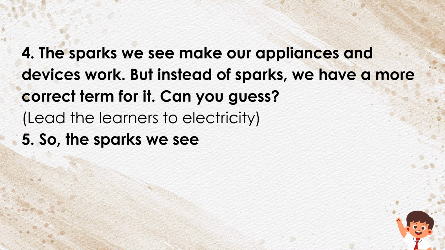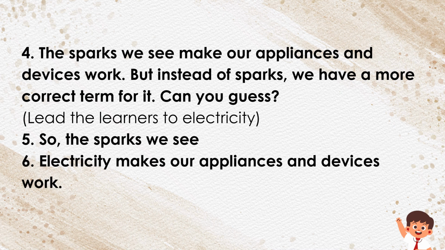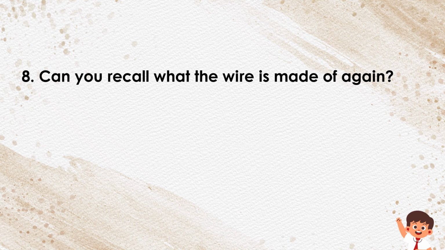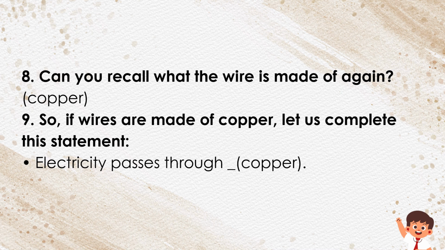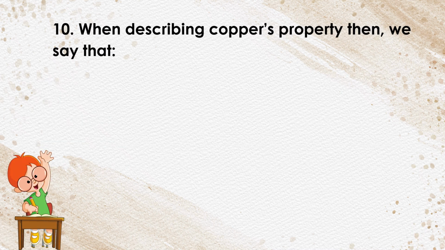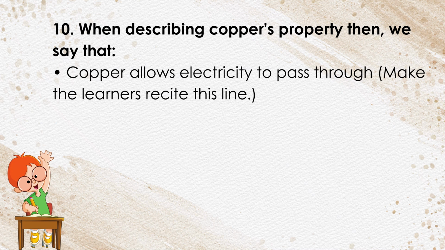So the spark we see, electricity, makes our appliances and devices work. Can you recall what the wire is made of again? It is made of copper. So if wires are made of copper, let us complete this statement: electricity passes through copper. When describing copper's property, we say that copper allows electricity to pass through.